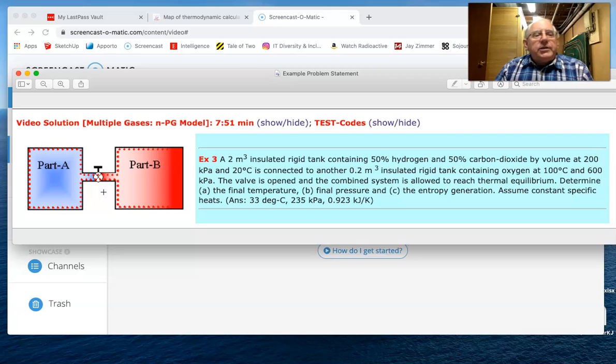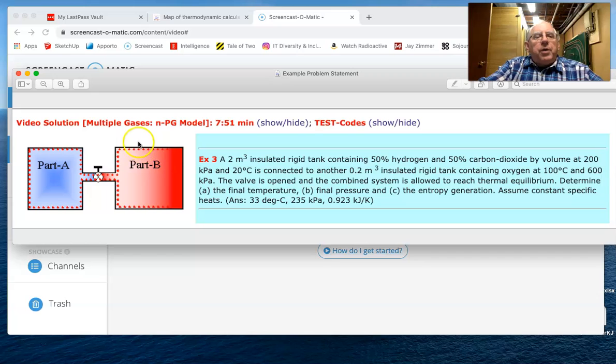Now, during this process, there won't be any work, no boundary work, no paddle work, no electrical resistance work. There's also not going to be any heat transfer because both of the tanks are assumed to be well insulated. And so what we're after is determining the final temperature, the final pressure, as well as the entropy generation.